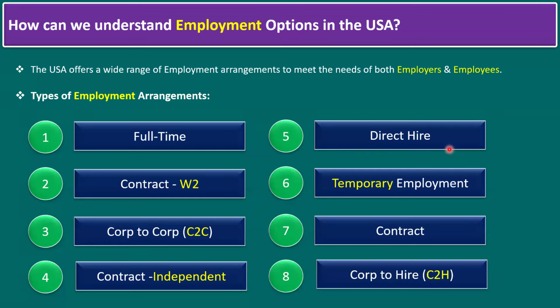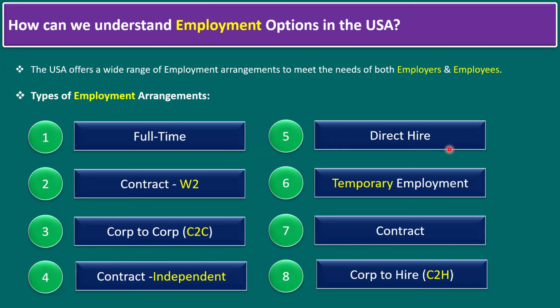A corp to hire arrangement means contractors are initially hired on a temporary basis, and there is an option to convert to permanent employees after an evaluation period. Some organizations may have an evaluation period of a minimum of 3 months, some may have 6 months. So this is the overview of employment options available in the United States of America. Finally, each arrangement offers unique advantages and considerations, and choosing the right one depends on individual visa status and also their needs and circumstances.